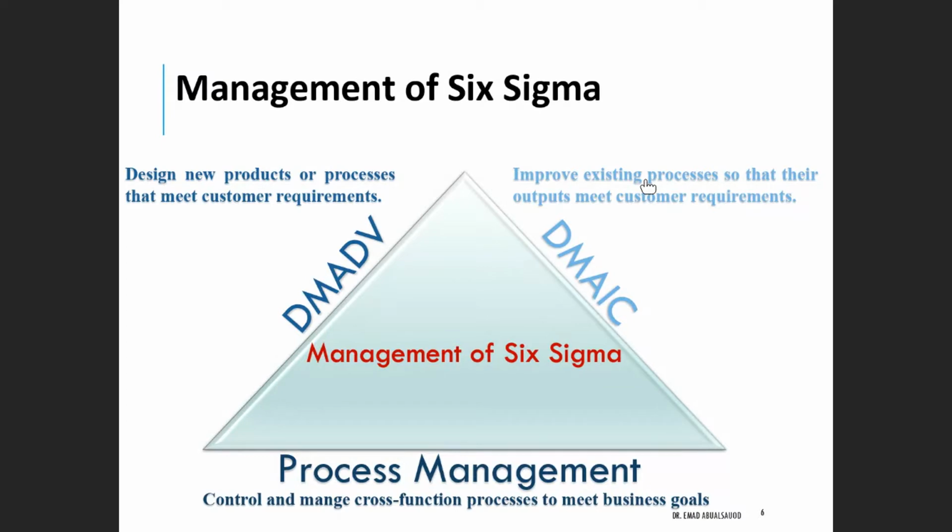And when we come to the internal customers, we define the requirements in terms of the stakeholders of the process internally, like the business goals and so on. But you need to make sure how you manage those cross-functions in the process to maintain or achieve or exceed your business goals while you are maintaining or implementing the Six Sigma. This is the triangle that shows you how you balance the management of Six Sigma in your organization.